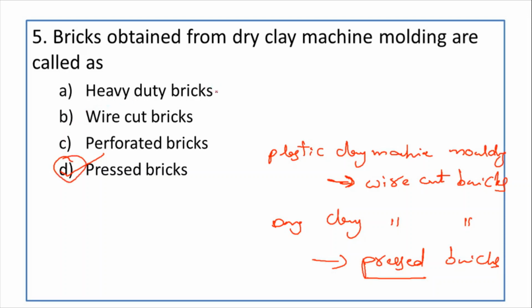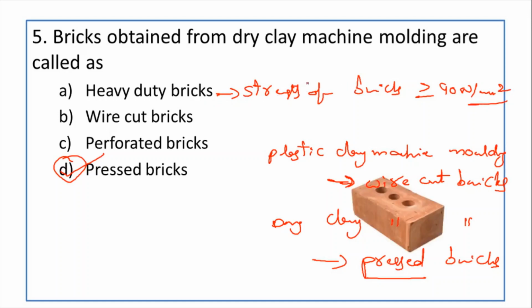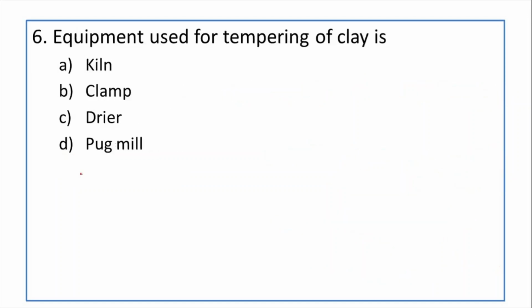Then if the strength of the bricks is greater than or equal to 40 Newton per mm square, that is called as heavy duty bricks. Then perforated bricks: if the brick has perforations, if the bricks have holes like this, that is called as perforated bricks. So these are the options. What is the answer here? Bricks obtained from the dry clay machine molding, they are called as pressed bricks.